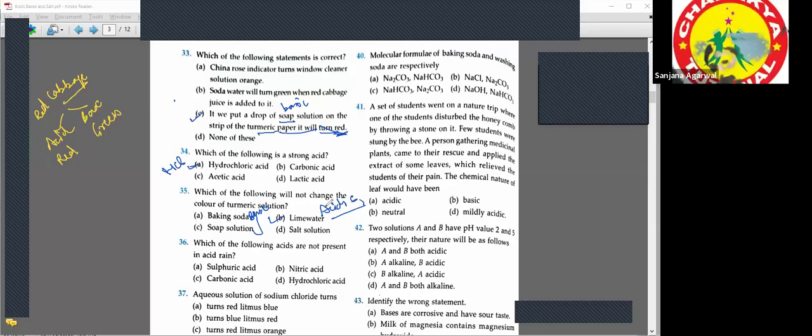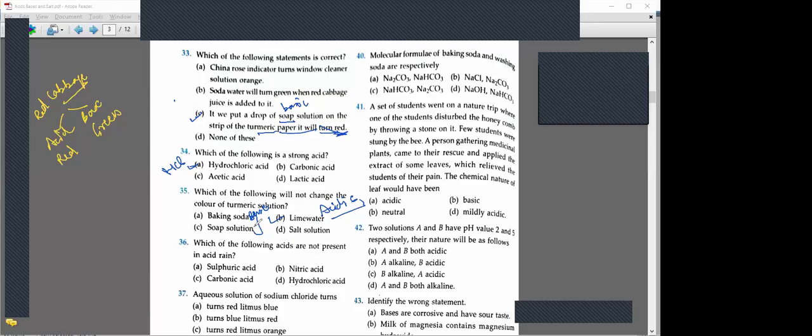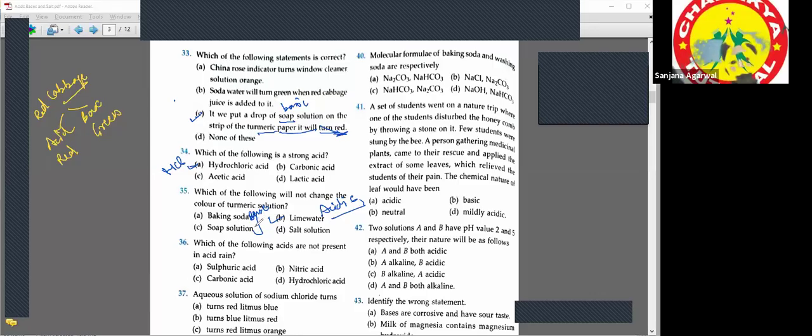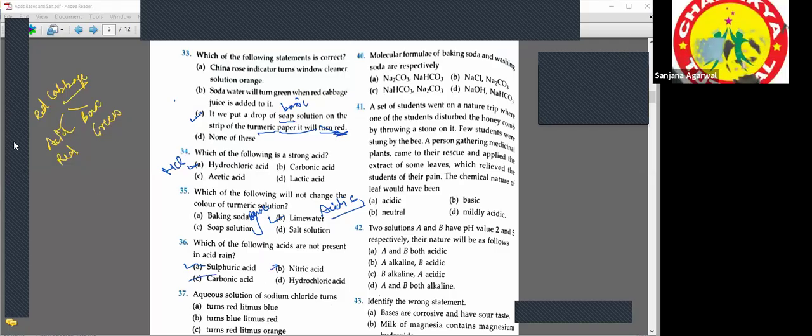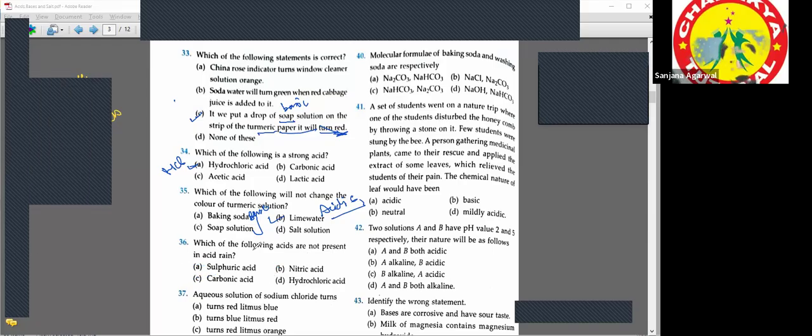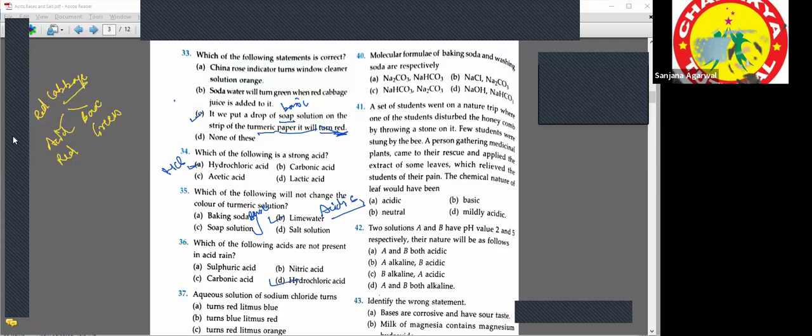Next, which of the following acids are not present in acid rain? Ma'am, hydrochloric acid. Yes, ma'am. Sulfuric acid, nitric acid, carbonic acid, sorry. Hydrochloric acid.